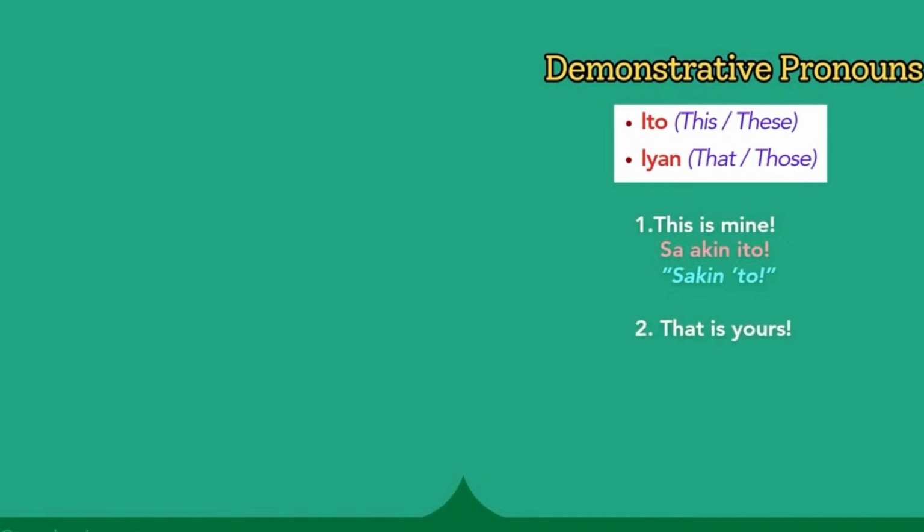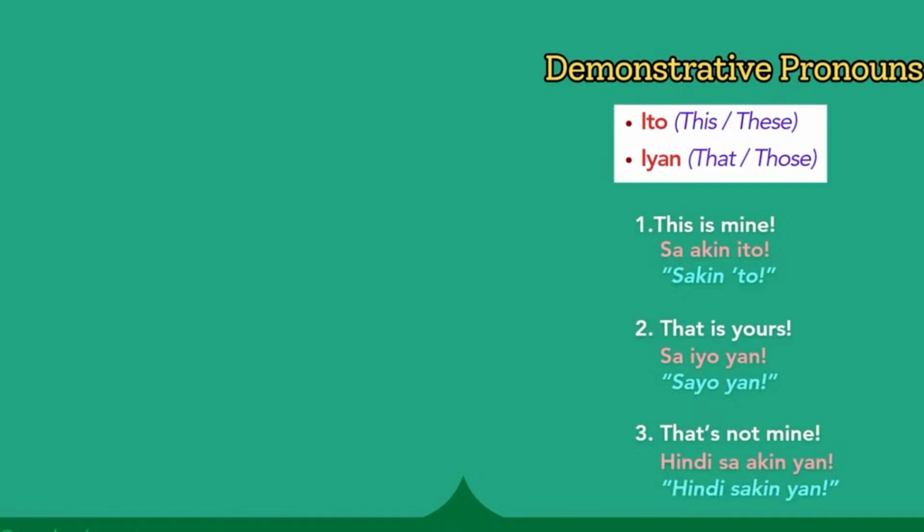That is yours is sa iyo yan. Sa iyo yan. So the pronoun goes first, and then it's the demonstrative pronoun. You might hear sa'yo yan. Sa'yo yan. And then lastly, that's not mine. Again, negating the thought. It would be hindi sa akin yan. Hindi sa akin yan. Or hindi sa akin yan. Hindi sa akin yan. All right.